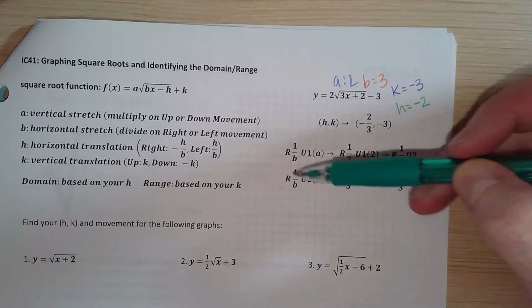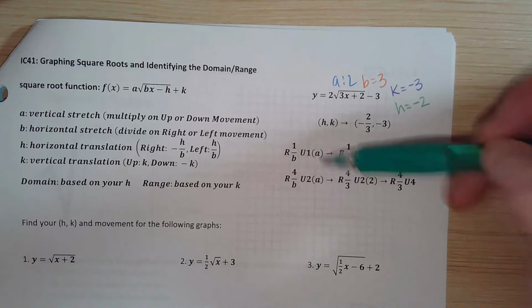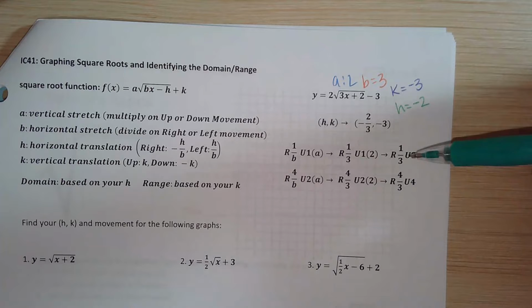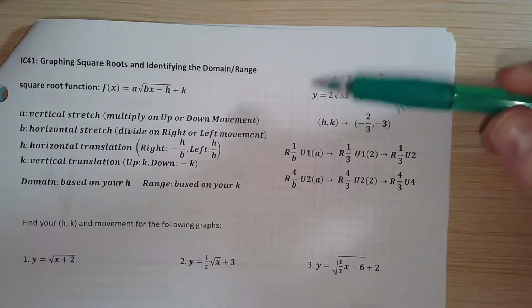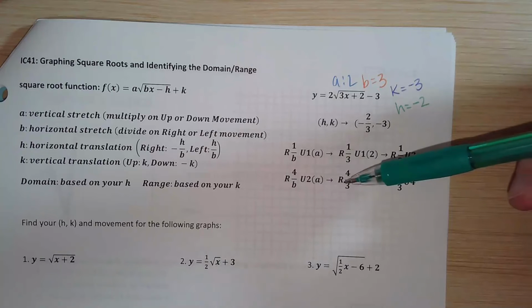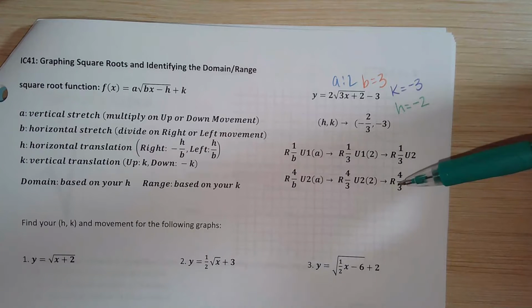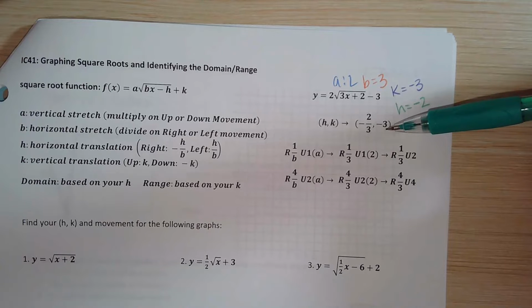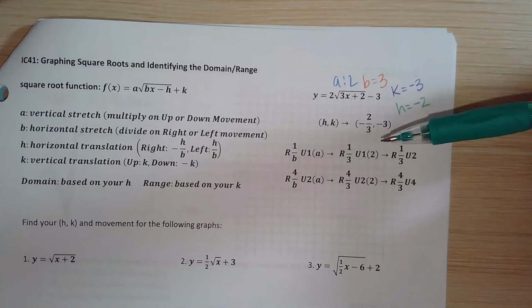Then the rules are right 1 divided by B, up 1 times A. And in this case, 1 divided by 3, 1 times 2. Right 1/3, up 2. Right 4 divided by B, up 2 times A. Right 4 divided by 3, up 2 times 2. Right 4 divided by 3, and up 4. Your domain and range will be completely based on this value of your H, K, or your start point. And that is then described based on your graph.